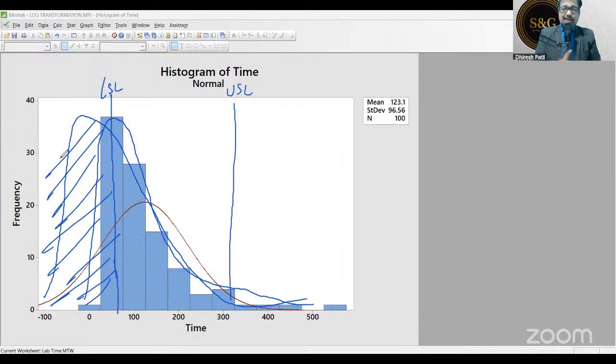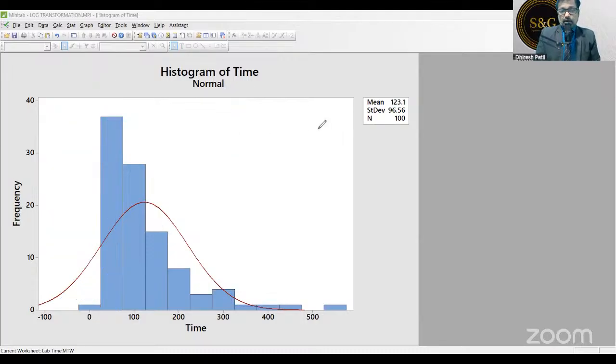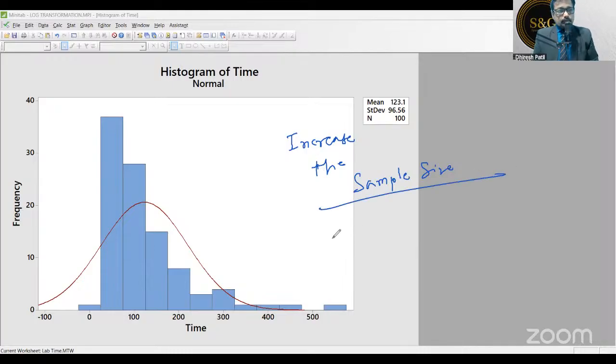the first strategy to deal with this is to increase the sample size and just observe whether it is converting into a normal distribution. Okay, increase the sample size. This is one way of dealing with this, because there is a principle, a theorem called CLT, which is called central limit theorem.